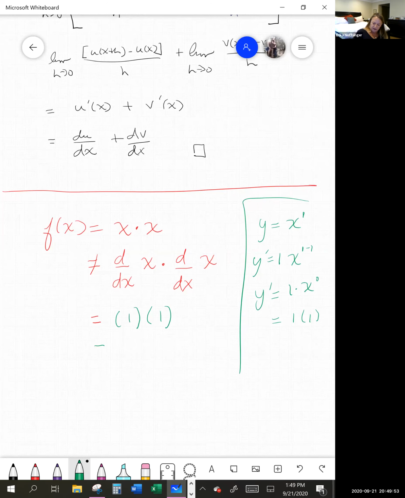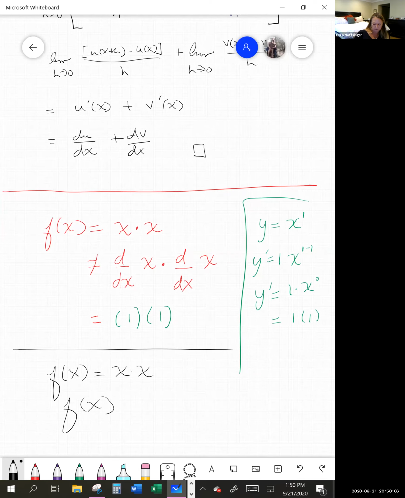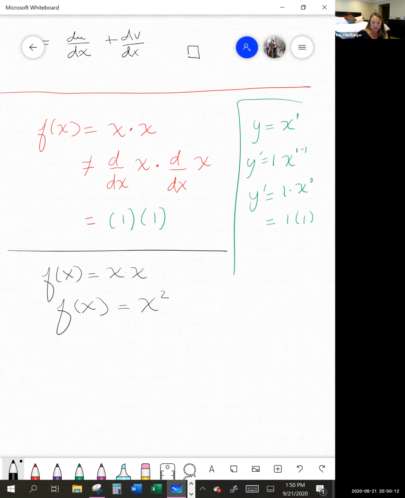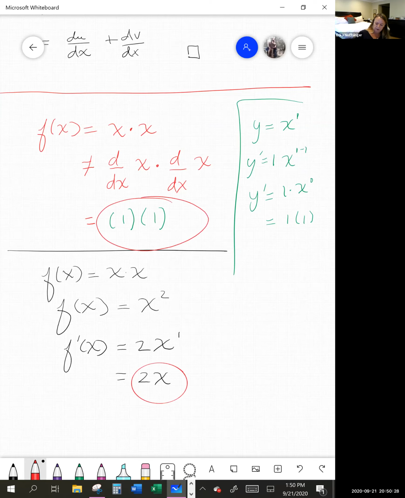But if we use rules of exponents, if we again look at x times x, remember x times x is the same thing as x squared. And if we use our general power rule, now bring down our power, f prime of x is equal to 2x, subtract 1 from our power, we get 1. Or this is equal to 2x. So notice that these two things here do not equal each other.